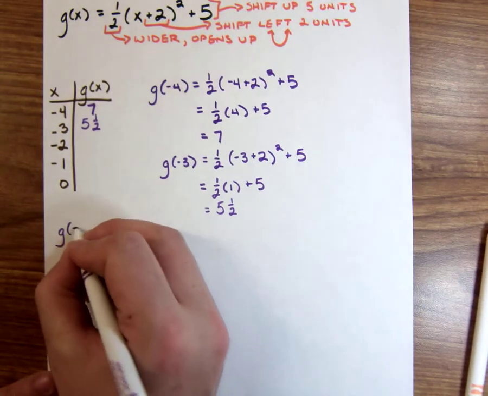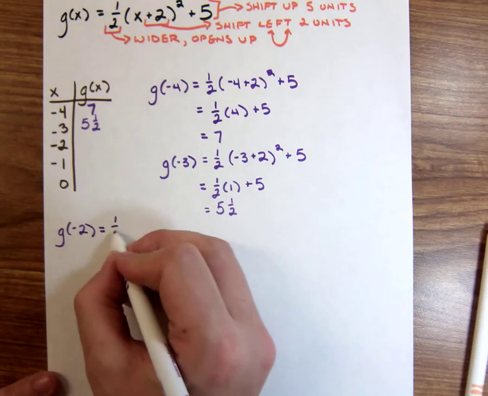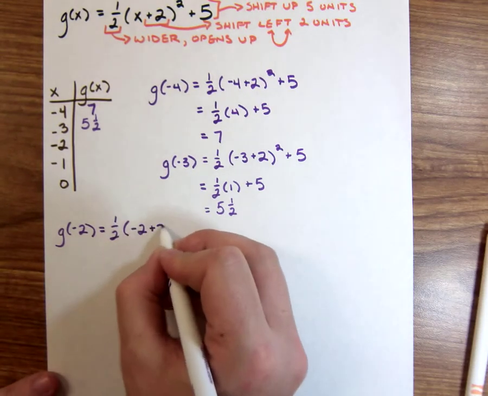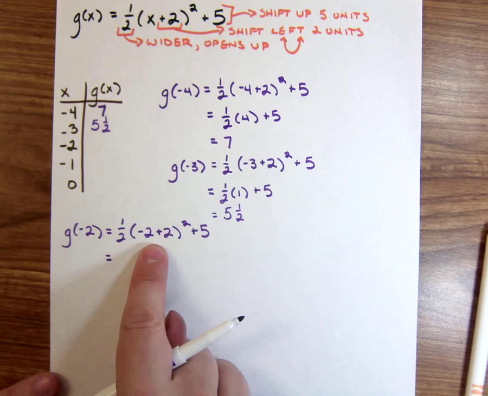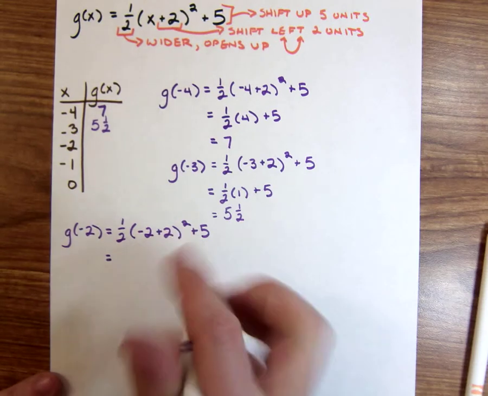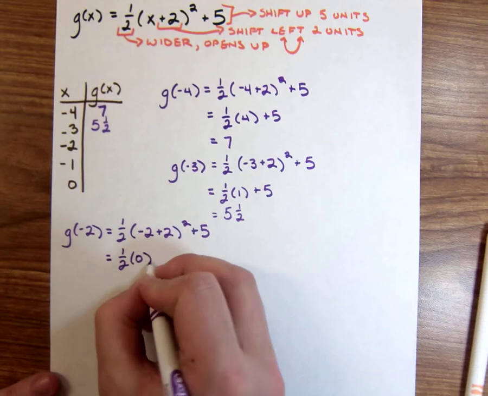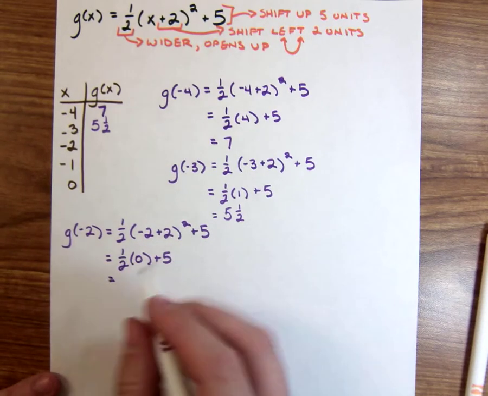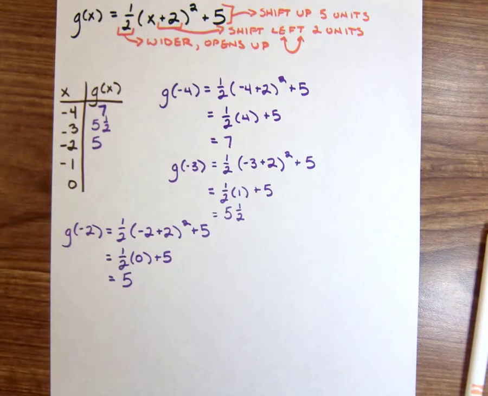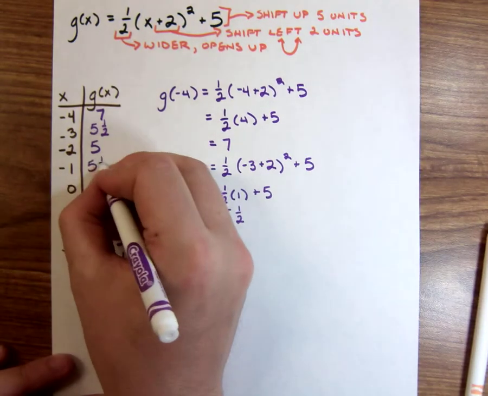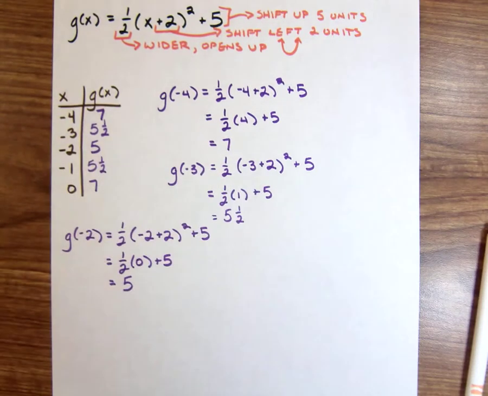Okay, next on our list is -2. So 1/2 (-2 plus 2) squared plus 5. -2 plus 2 is 0. 0 squared, 0. So half of 0 plus 5. Half of 0 is 0. Plus 5 is 5. And because we know that -2 is the spot where it turns around, I don't have to do any math to find -1 and 0. What are -1 and 0 going to be? 5.5 and 7. Once it hits the bottom, it turns around and goes back up, and we already figured out -2 was the bottom.